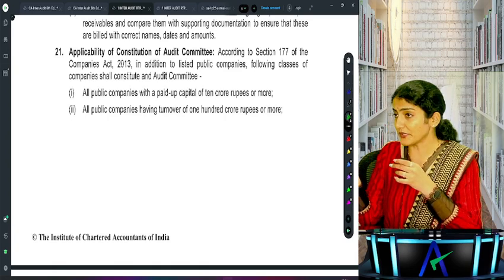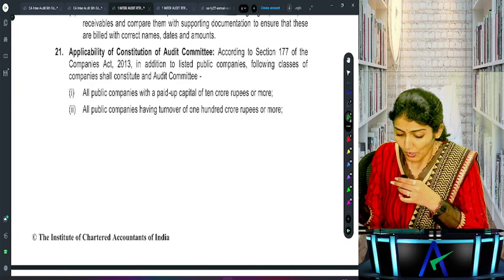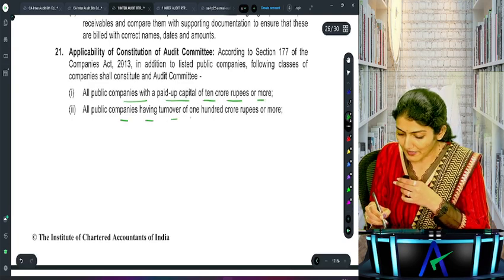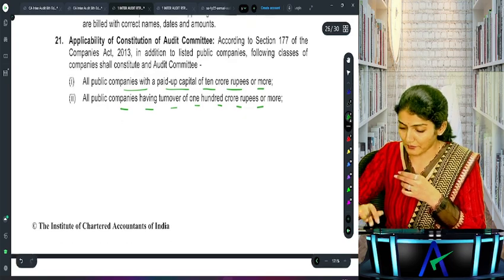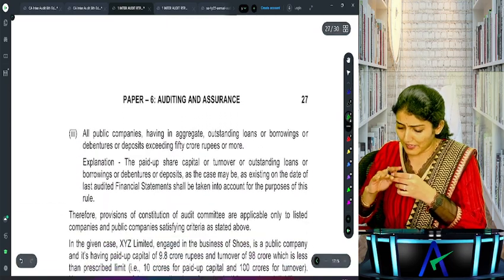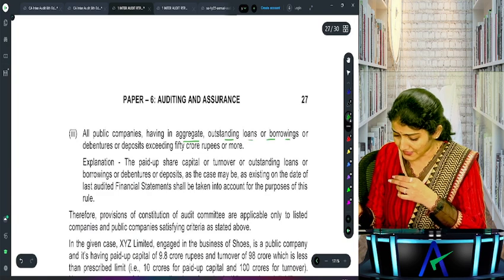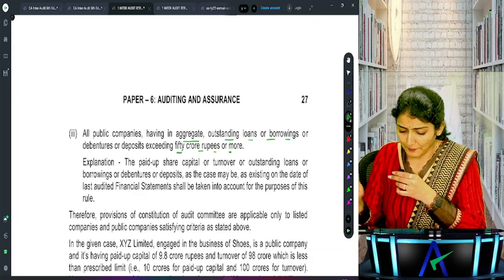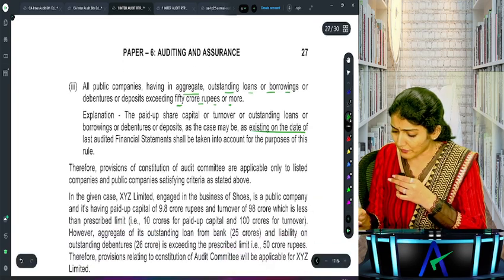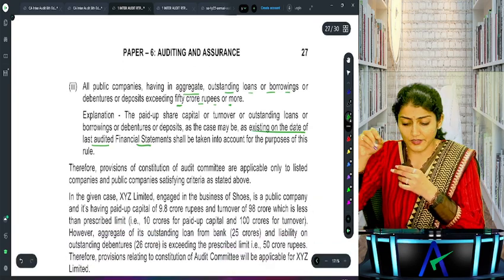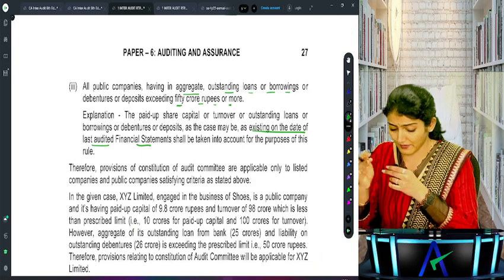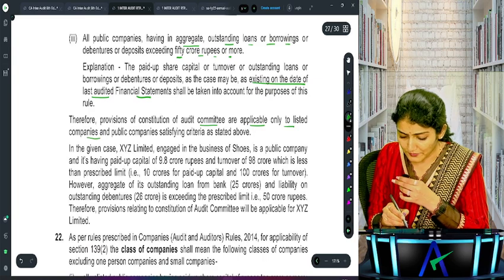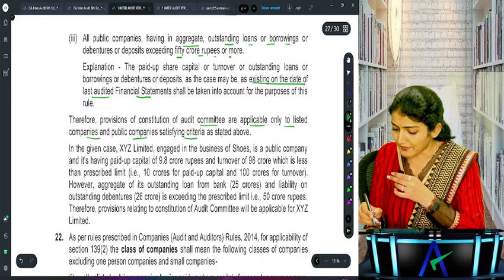it says according to section 177, in addition to listed companies, the following classes of companies shall constitute an audit committee: all public companies having paid up capital of 10 crore or more, all public companies having turnover of 100 crore rupees or more, and all public companies having in the aggregate loans, borrowings, debentures, deposits exceeding 50 crore or more. Paid up share capital and all are to be taken on the basis of the last date of the audited financial statements of the previous year.